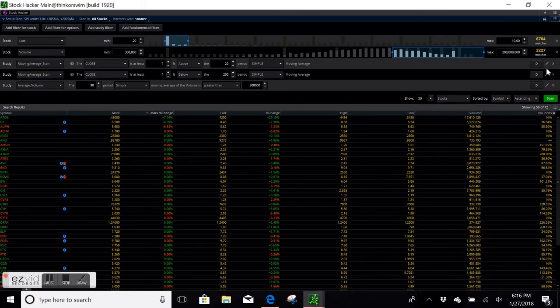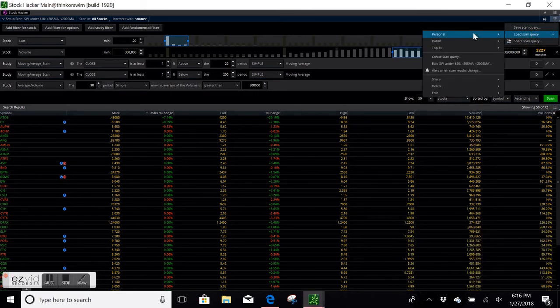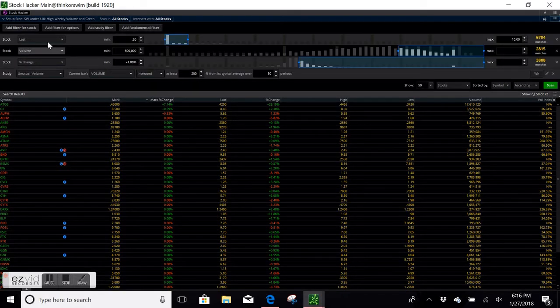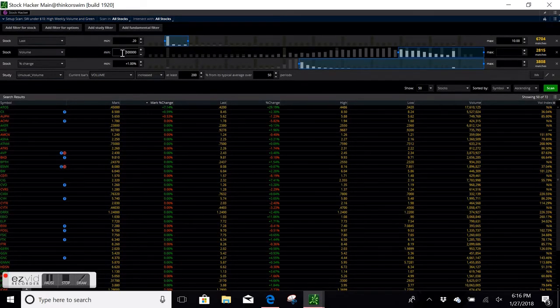So I have this saved as swing under 10. It's greater than the 20 SMA, less than the 200 SMA. That's one of them. Another one I have is just one that shows me something that is high weekly volume and closed green. So the last price is the same. Volume in the last day is at least 500,000. Percent change is at least 1% in the last day.